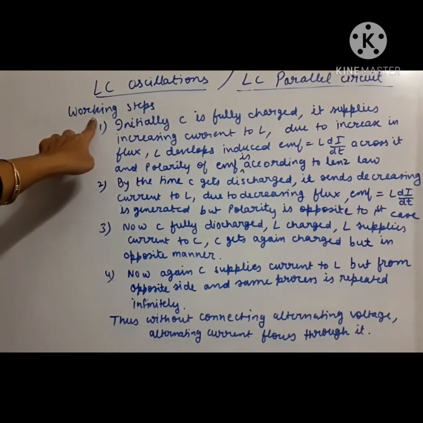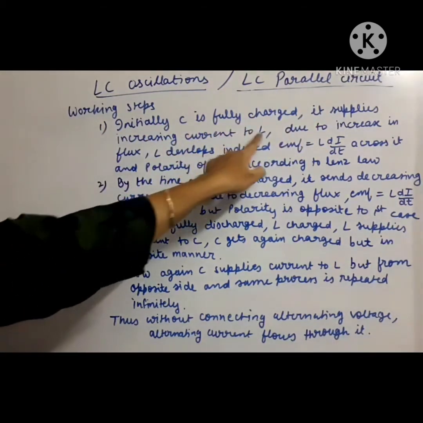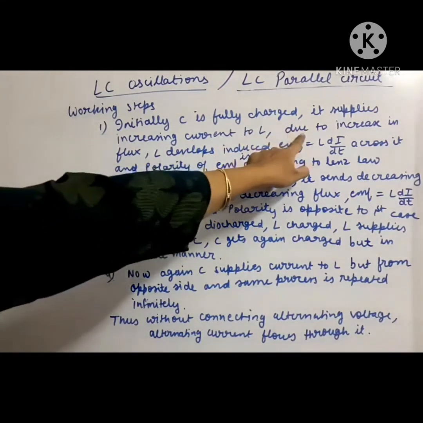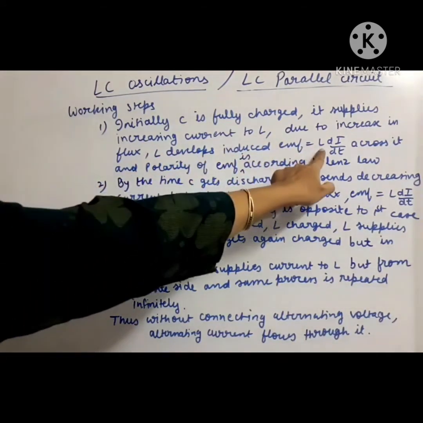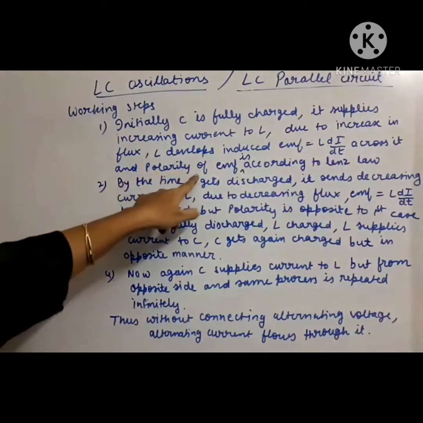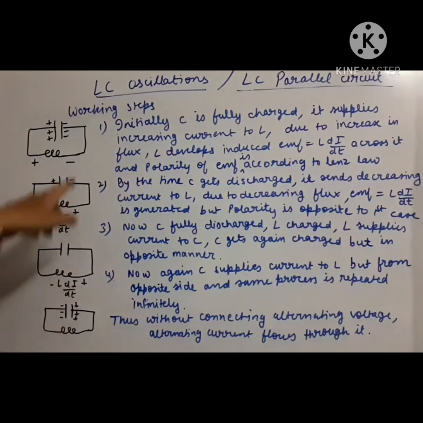Diagrams are already drawn. Okay, so initially C is fully charged. It supplies increasing current to L. And due to increasing flux in L, L develops induced EMF L di by dt across it, and polarity of EMF is according to Lenz law. So this has happened. C fully charged, it supplies increasing current to L. So due to increasing flux, L develops induced EMF L di by dt, and polarity is positive side this side. Okay, positive end of L di by dt is this side.